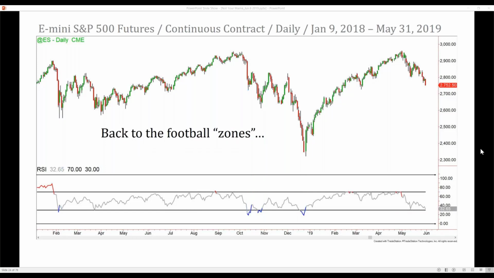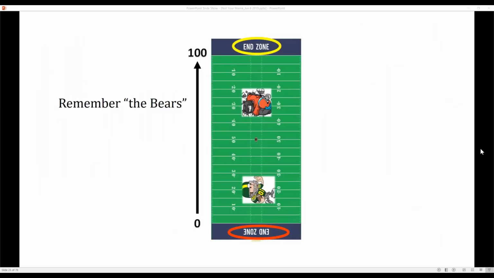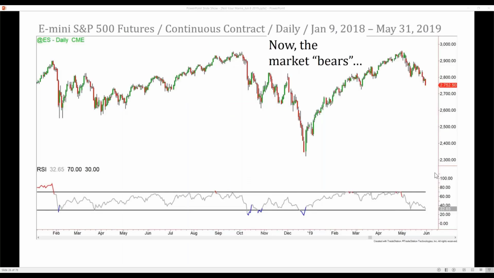So we're going to go back to the football zones. On the football zones, remember, I said nothing happens in the middle of the field. You got to get to your zone to make things happen. And when we turn that football field up like this, the Bears lived in this area, and they have to get down to the Packers defense to get to their zone. It's the same thing in the markets. Now we're not talking about the Chicago Bears, we're talking about the market bears.